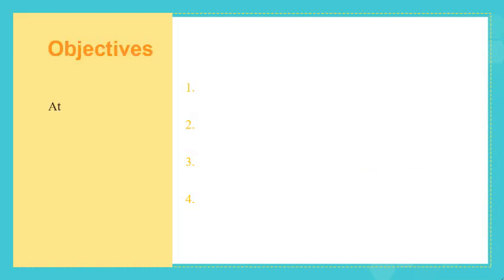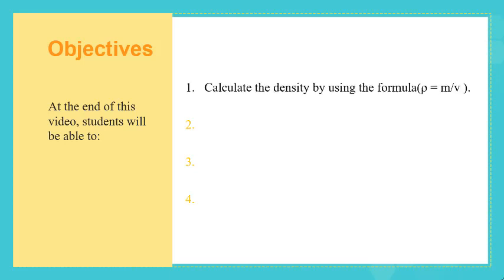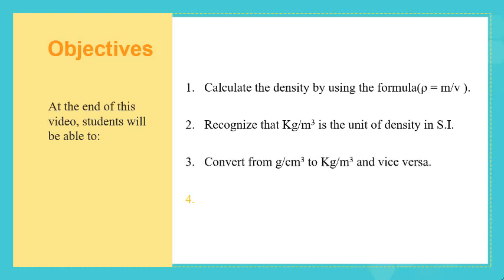Objectives. At the end of this video, students will be able to calculate the density by using the formula ρ equal m over v. Recognize that kilogram per meter cube is the unit of density in SI. Convert from gram per centimeter cube to kilogram per meter cube and vice versa. Infer that the density of pure substance is constant.